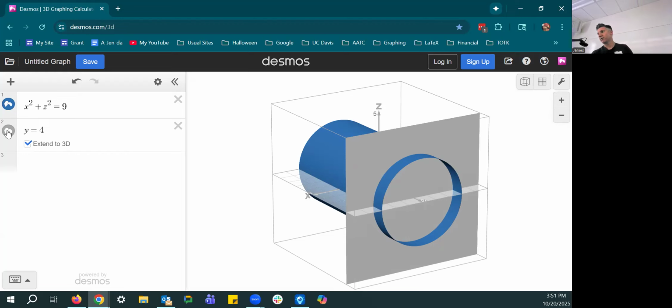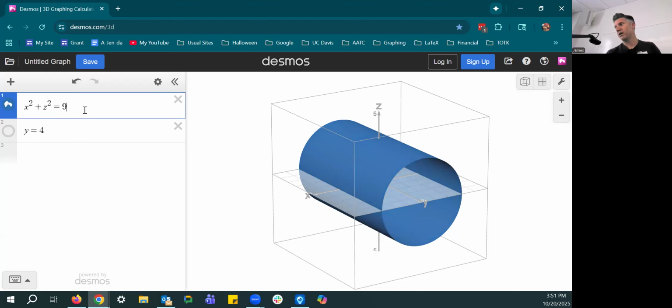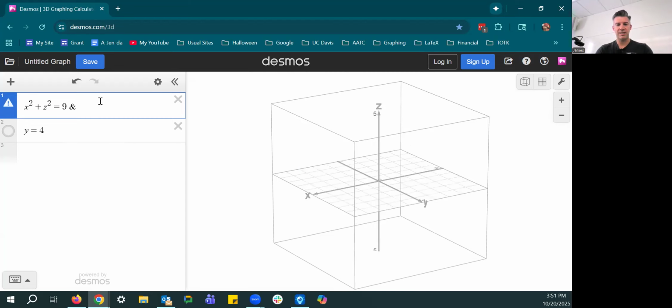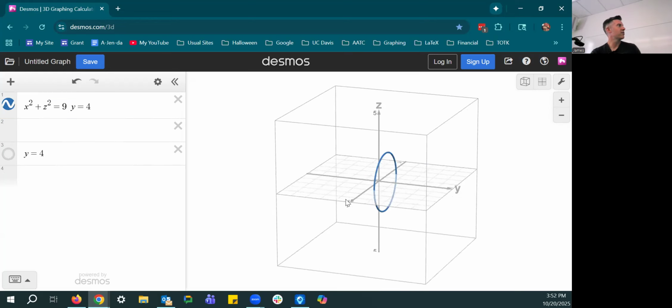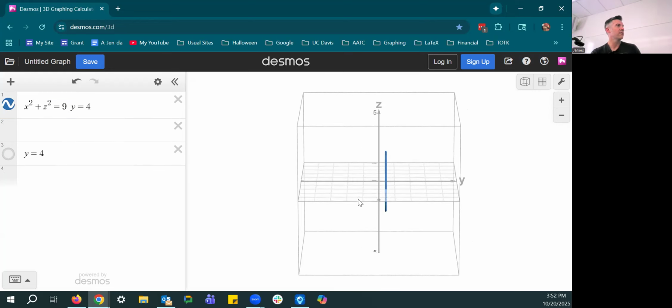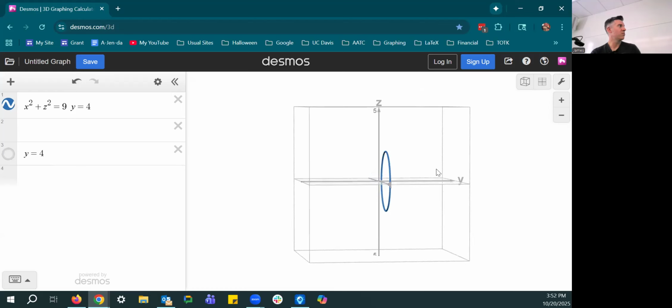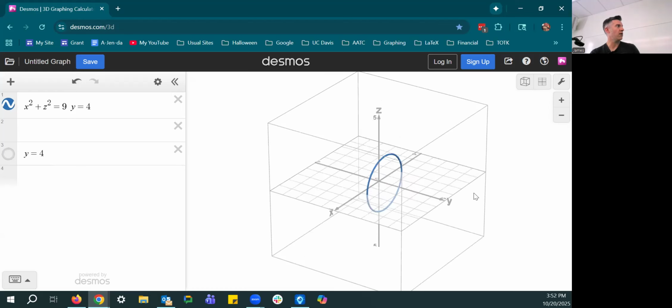Let me turn this off for a second. Sometimes you can do something like this. Sometimes that works, sometimes it doesn't. I know there's maybe a, or you just don't need an and sign. Look at that. There's our circle, exactly like we were describing it, right? Kind of cool.